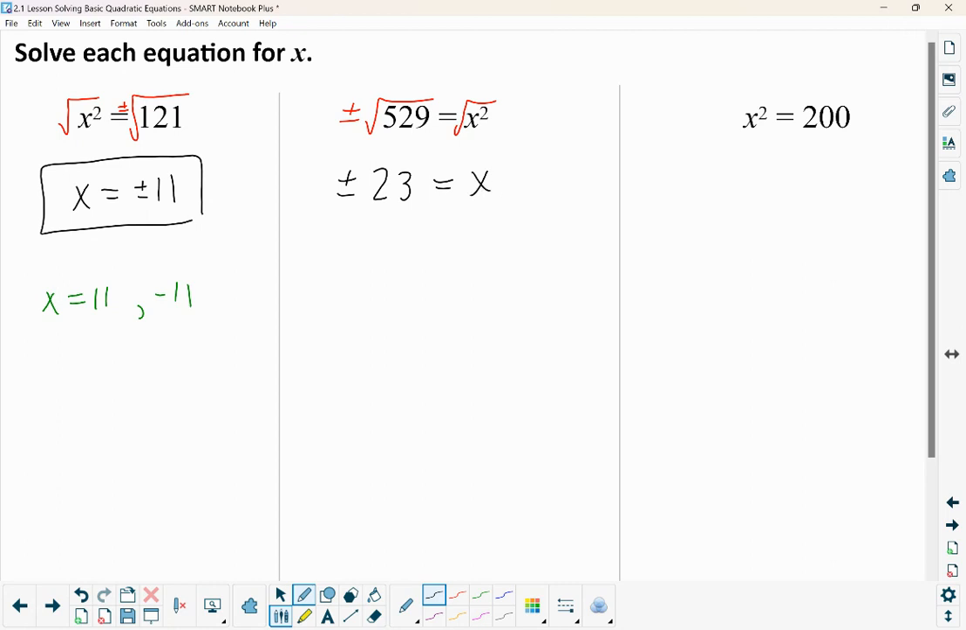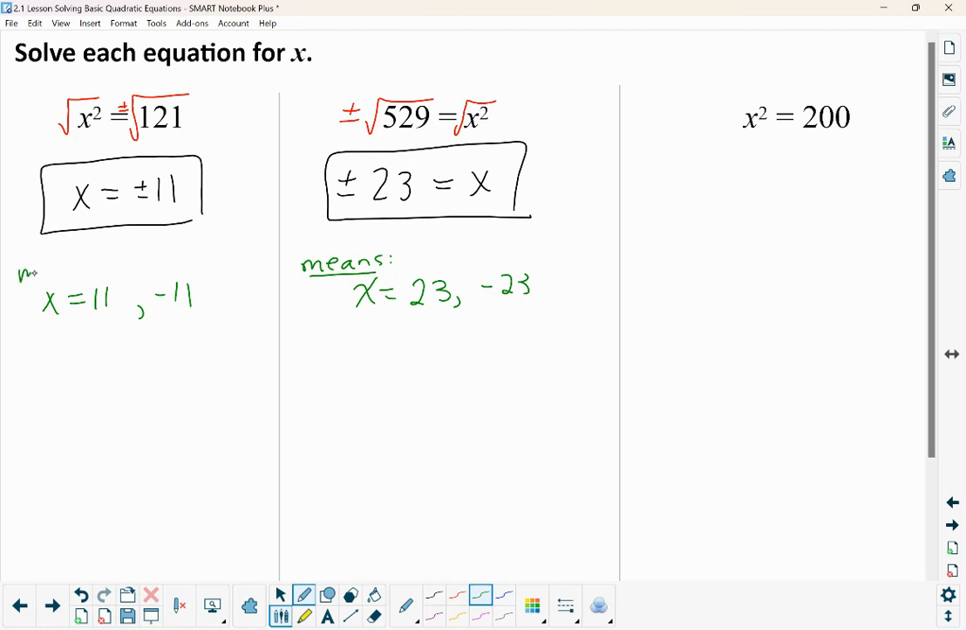So I have two answers. X is equal to positive and negative 23. And again, that plus minus symbol is just shorthand. It means we have 23 and negative 23 as answers. It's absolutely fine to leave your answer written with the plus or minus symbol, but you just have to know what that means. And it means that we have two answers.